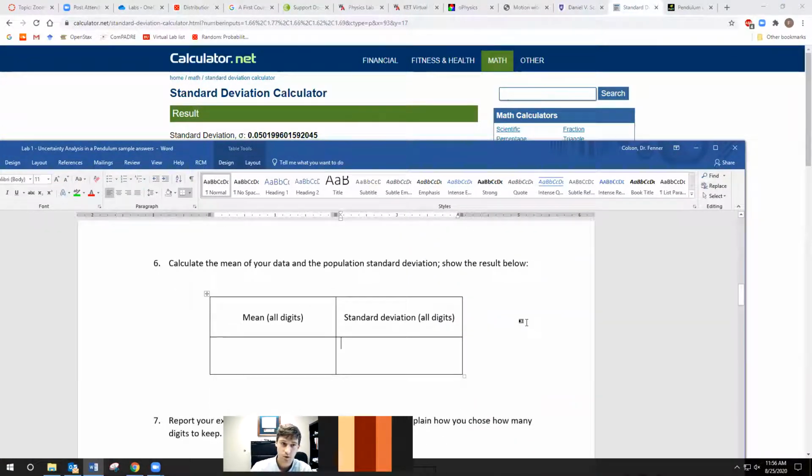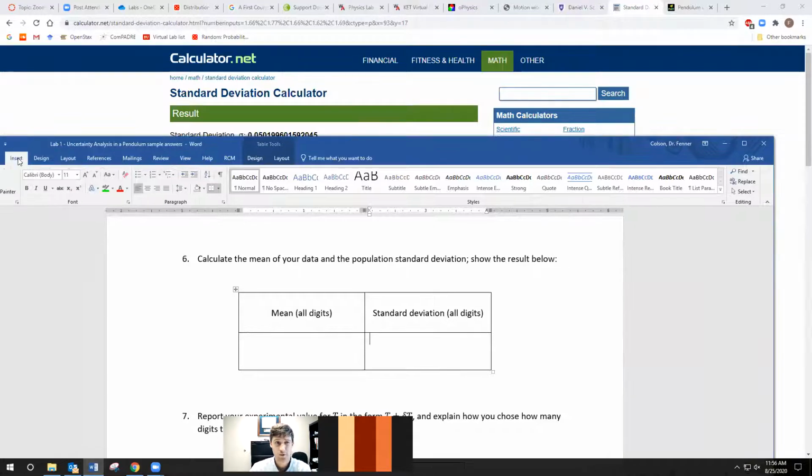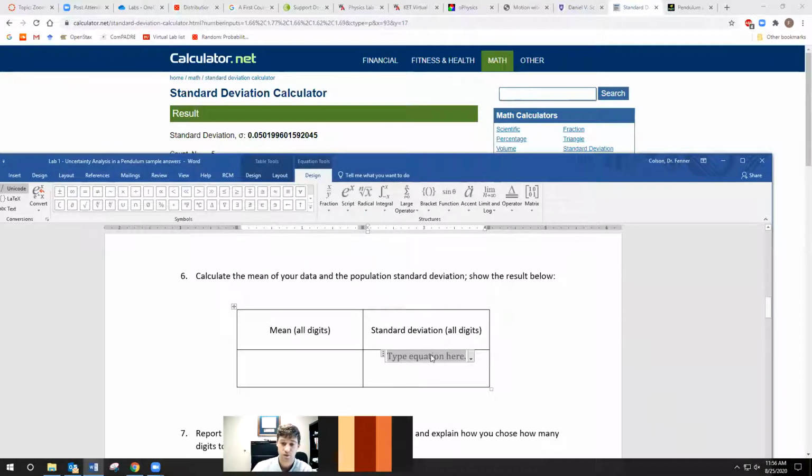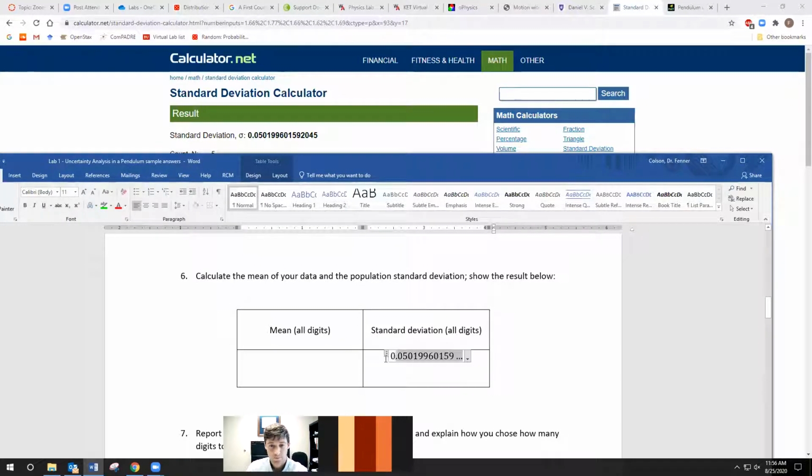if you include all the digits, and we'll get into this, the whole point of uncertainty analysis is so that you have some idea of how many digits am I actually going to keep? So to start with, you'll just keep all of them. So 0.05019960159, etc. As long as you have pretty much all of them.